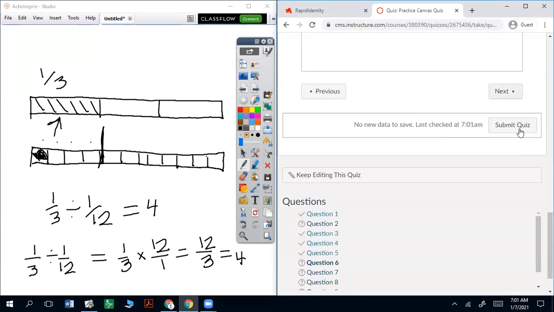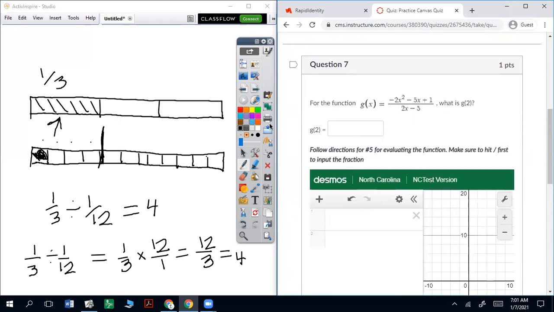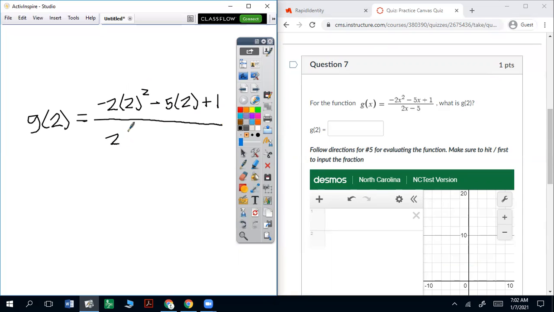All right, let's look at number 7. Number 7, we have another function. We want to know what is g of 2. Again, we're going to plug in a number. So g of 2 will look like negative 2 parentheses. We're plugging in 2 here. So negative 2 times 2 squared minus 5 times 2 plus 1. And then we're going to divide that all by 2 times 2 minus 5.